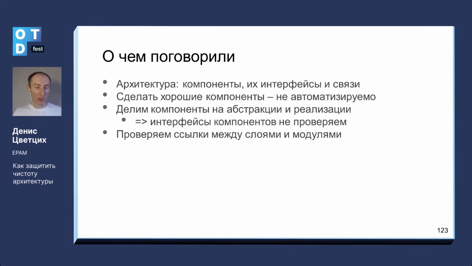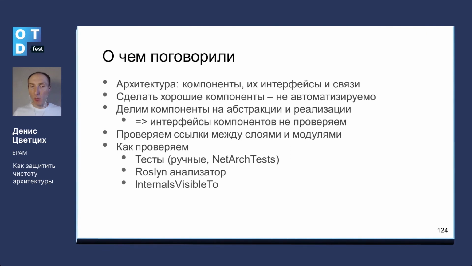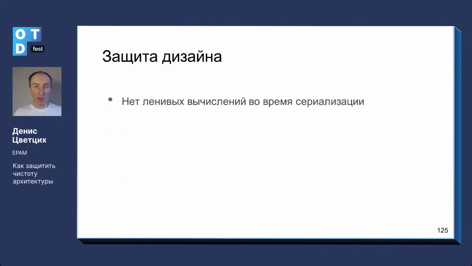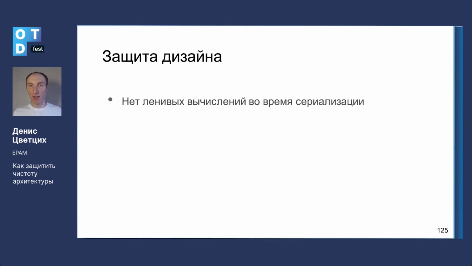At the same time, we create and check references between layers and modules. How do we test? How do we check? There are manual or automatic tasks. It can be a Roslyn analyzer, or it can be attributes that we talked about. There are a number of ways to control architecture. We can also control architecture and its components, and we also look at behaviors.